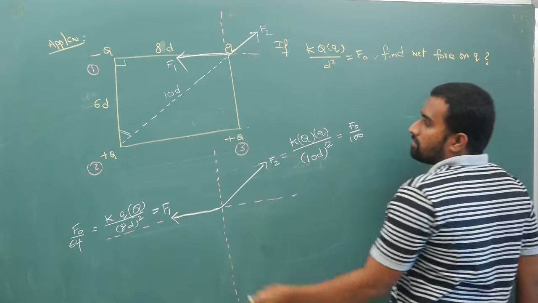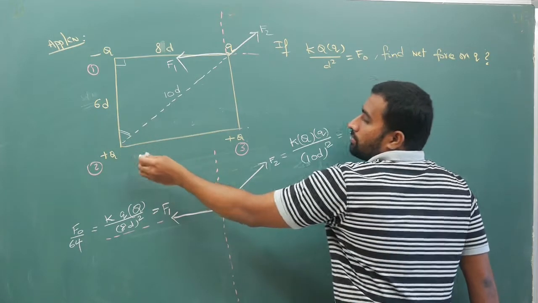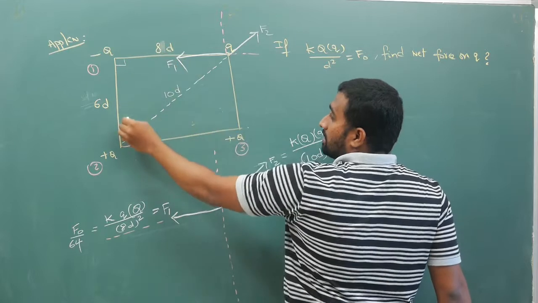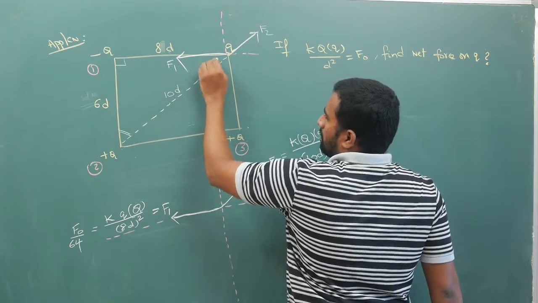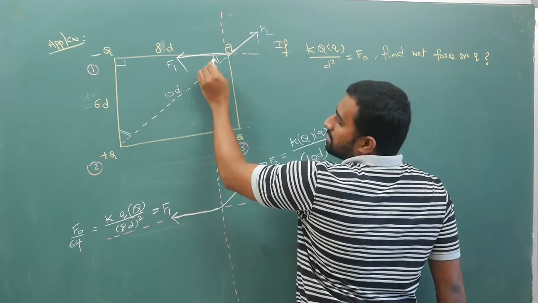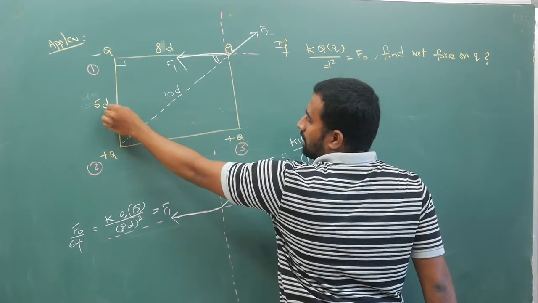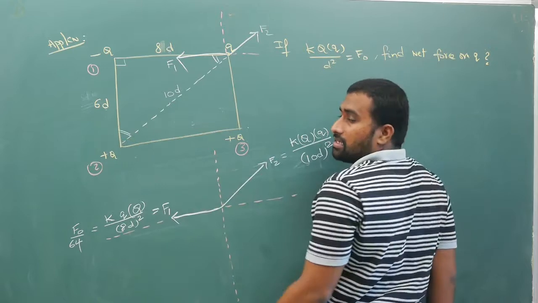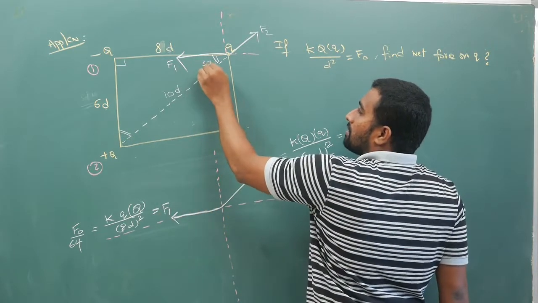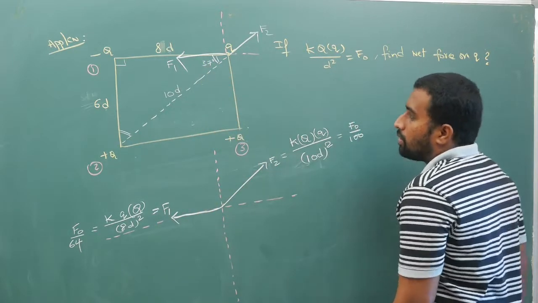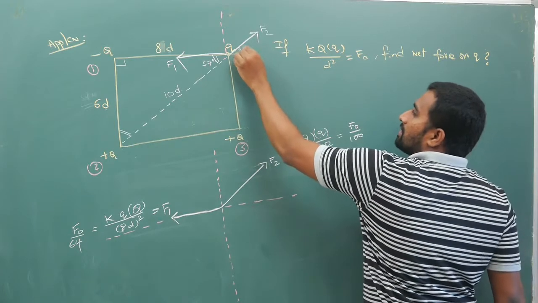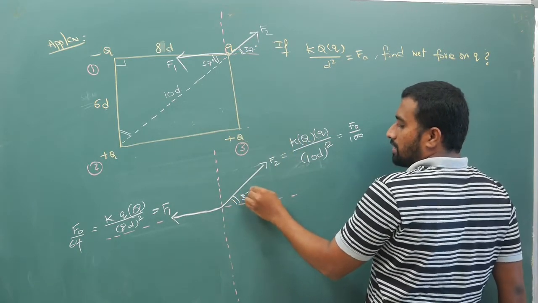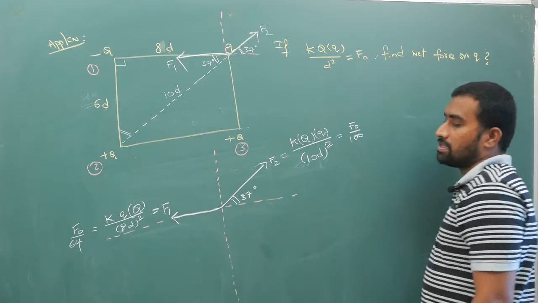Now the angle is important. Here if you look at this triangle, this angle is 90. If you want this angle, sine theta is opposite side by hypotenuse. So 6 by 10, that is 3 by 5. So this will become 37 degrees. So if this angle is 37, this will also be 37 degrees. So your F2 is making an angle of 37 degrees here.